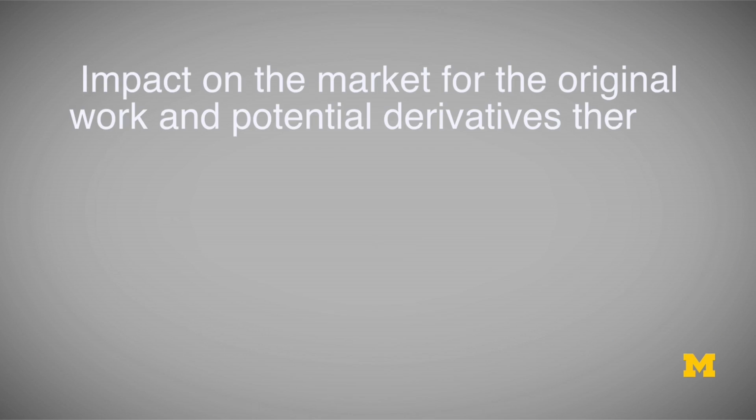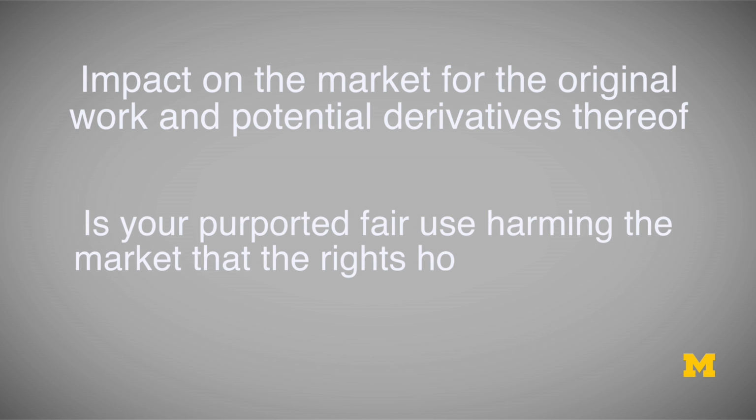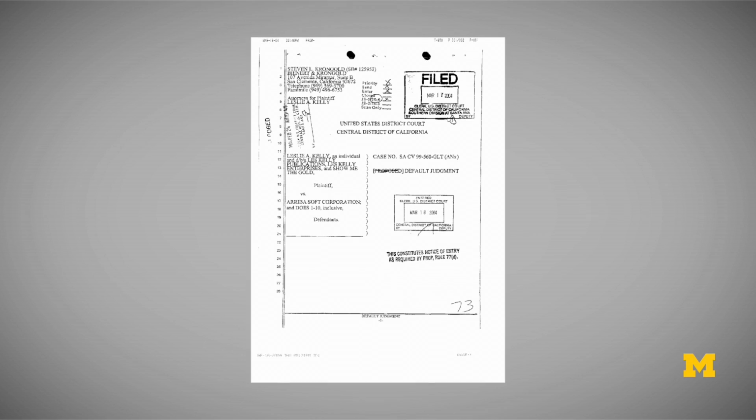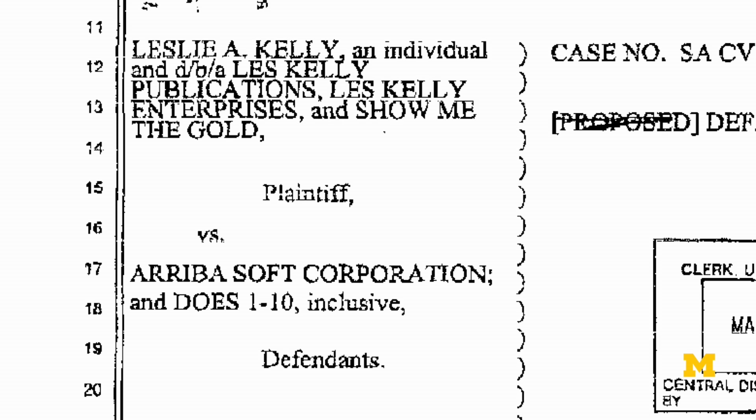And the fourth factor is the impact on the market for the original work and potential derivatives thereof. So is your purported fair use harming the market that the rights holder is seeking or potentially could seek to exploit? Let's take an example. There's a famous case called Kelly v. Arriba. Kelly was a photographer who had a website with photographs on it. And Arriba, which had changed its name during the lawsuit, originally it was ditto.com, had a website that was running a search engine. They had indexed Kelly's website, and the search results on ditto.com were thumbnail prints of portions of Kelly's website, including photographs. Kelly sued for infringement, and Ditto said this is fair use.